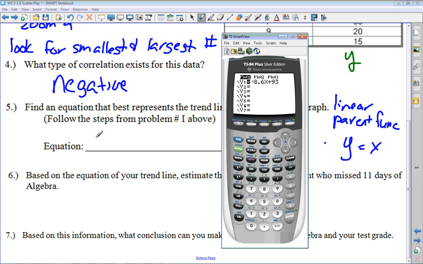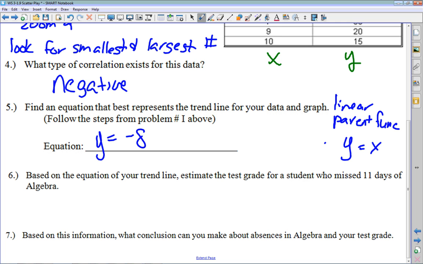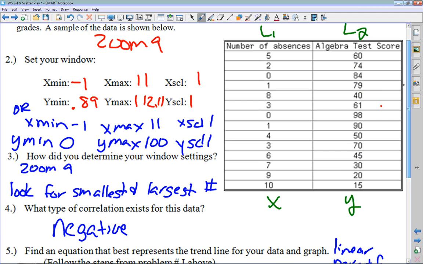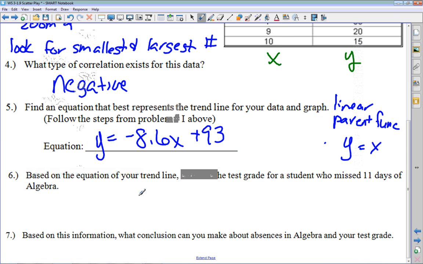So I'm going to write y equals negative 8.6x plus 93. Whatever your equation is, you have it written down. Now the next thing says, based on the equation of your trend line, estimate the test grade for somebody who missed 11 days of algebra. Okay, days is my x. So I'm going to look in here where x is 11.